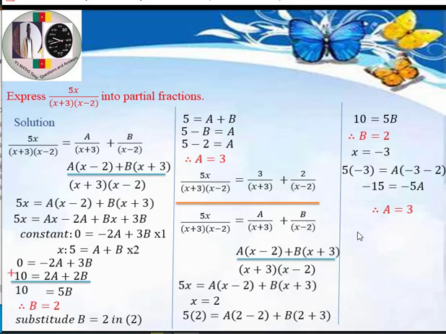So guys, that's how we handle partial fractions with linear denominators. We are going to see other problems with quadratic denominators or repeated denominators, and I'm going to explain how to handle such situations. So stay with me and remain blessed.